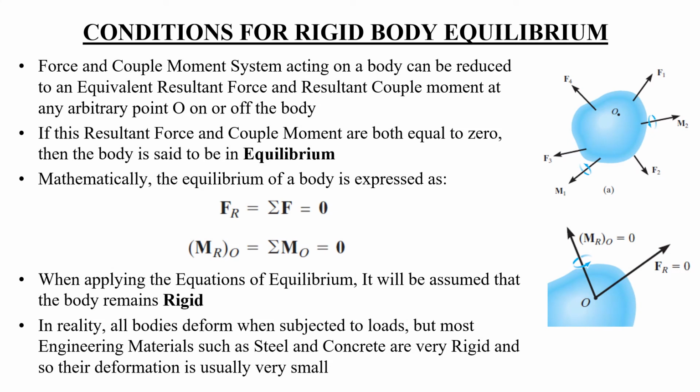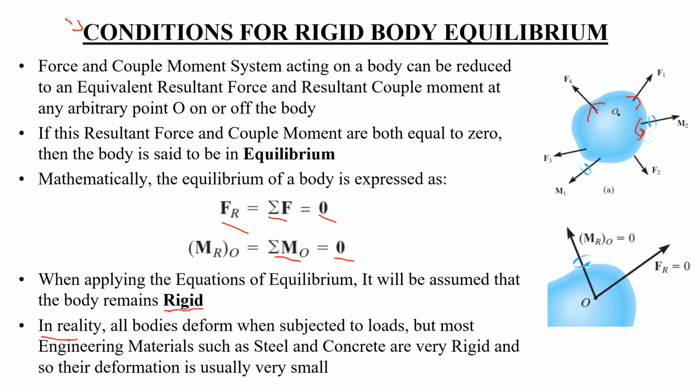So again, the condition for a rigid body equilibrium is that the body must be rigid, it must not deform. If there is a force applying here, the body must not just deform here or start to twist here or anything. The body must maintain its original shape, and there must be no unbalanced forces or moments.